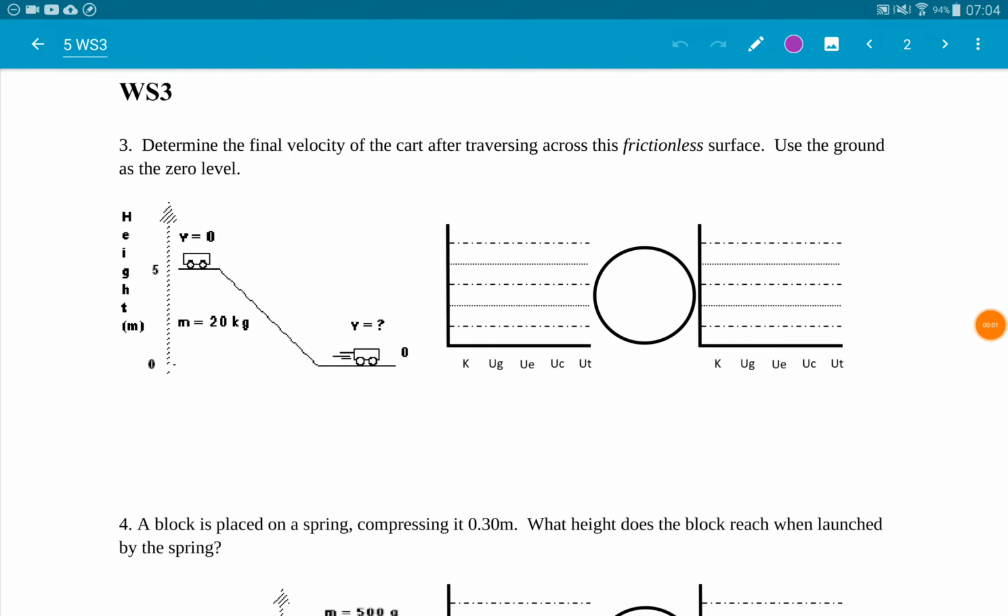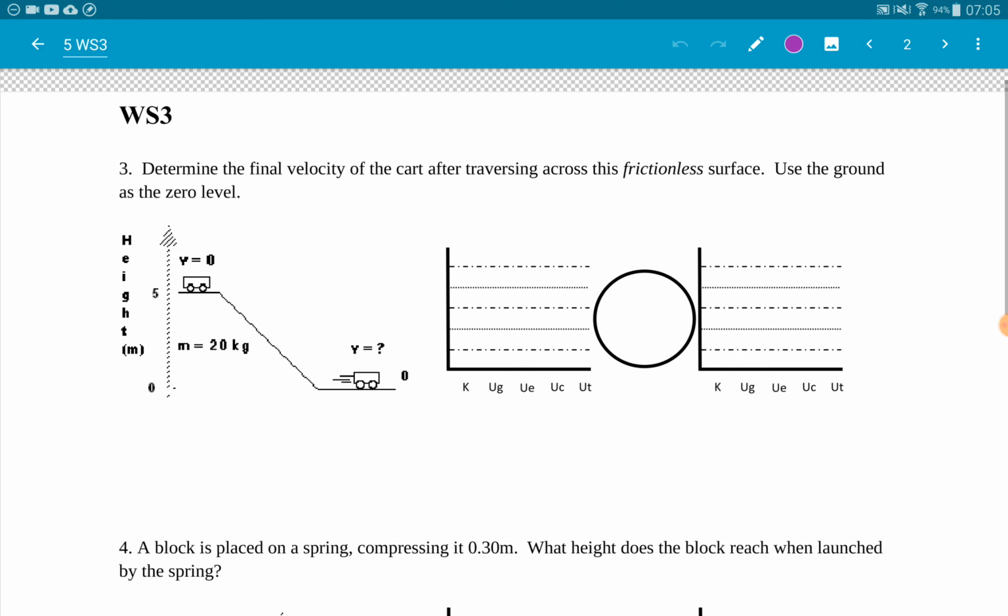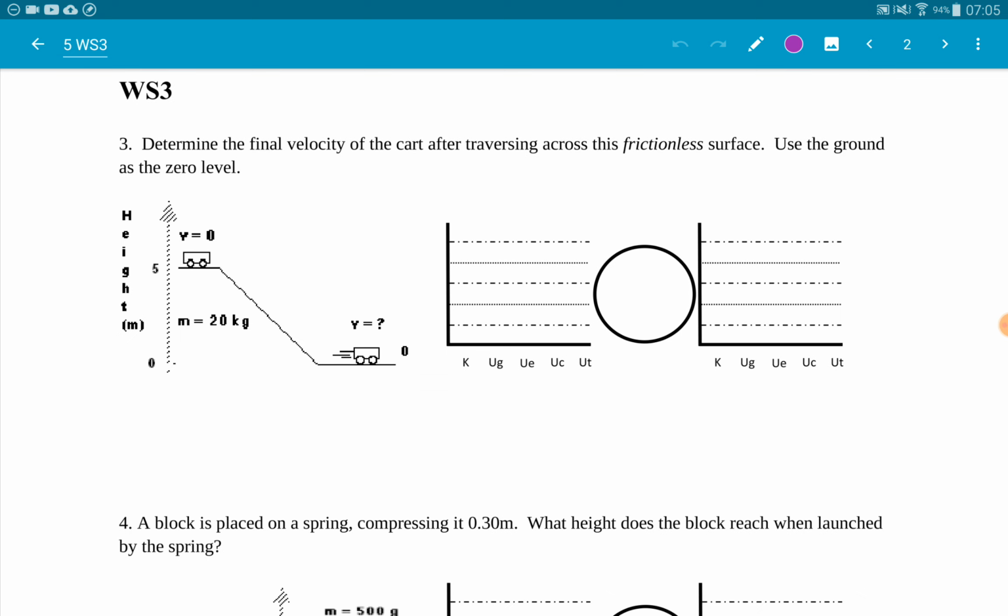Well, welcome back. We got worksheet 3, number 3. I'm going to walk you through it with my interior monologue full blown here. So, determine the final velocity of the cart after traversing across this frictionless surface. Use the ground as the zero level. We define my system first.